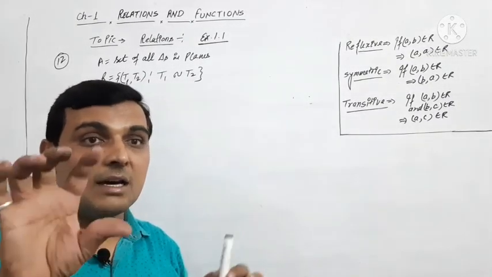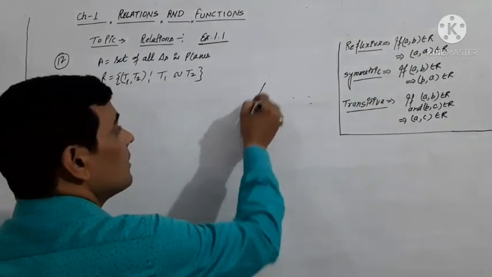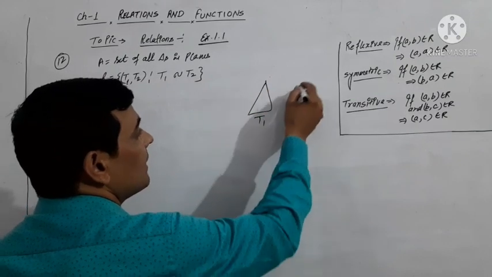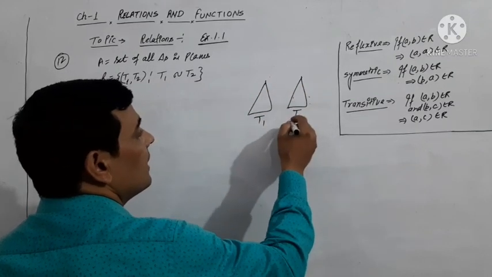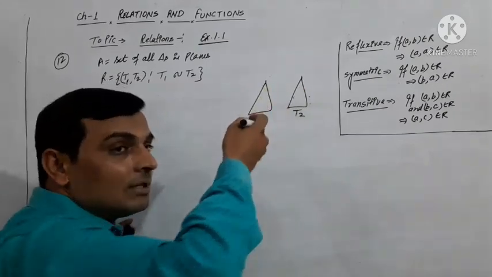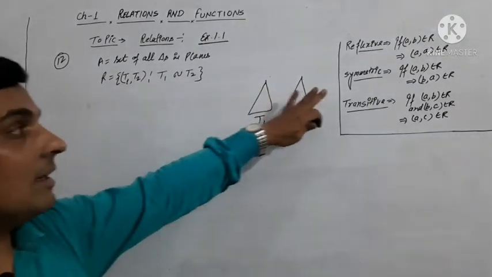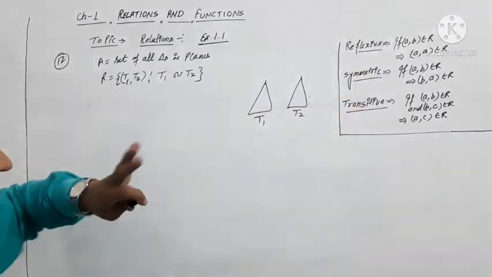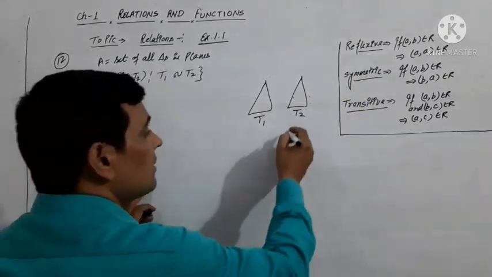Why will it be true? Let this triangle be T1 and this triangle be T2. If T1 is similar to T2, then triangle T2 will also be similar to T1. So the condition for symmetry is also valid. Clear? Now come to the third condition.